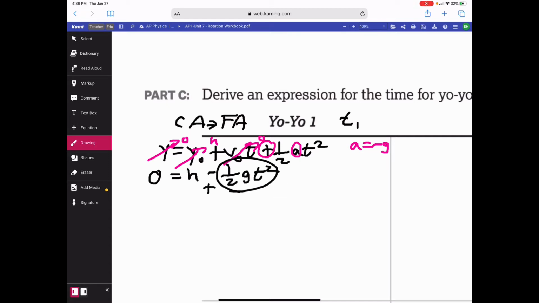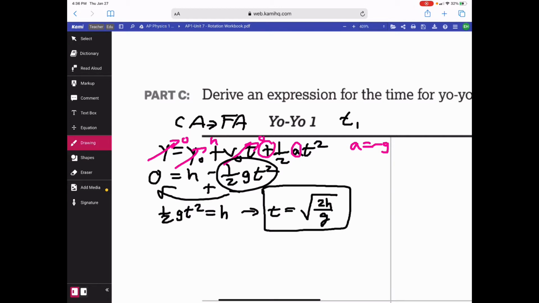We're going to go ahead and add this over to the left-hand side. And we have 1/2 g t squared equals the height. We will multiply both sides by 2, divide by g, and then square root. And the time would be the square root of 2h over g.